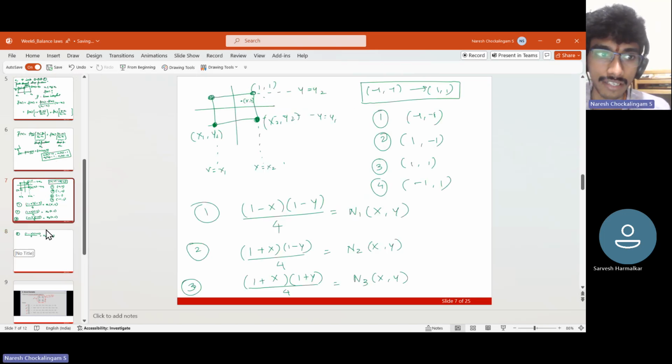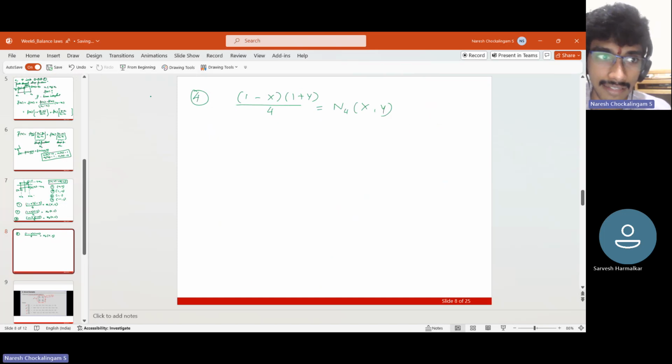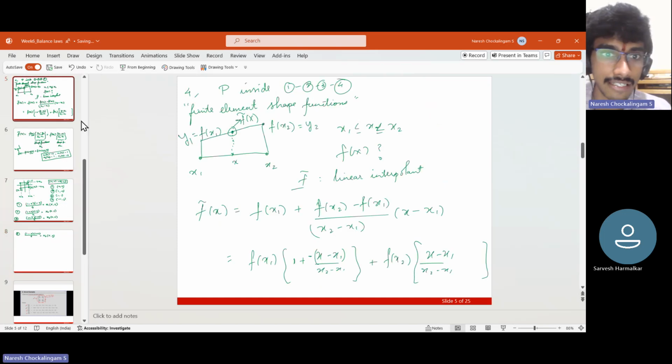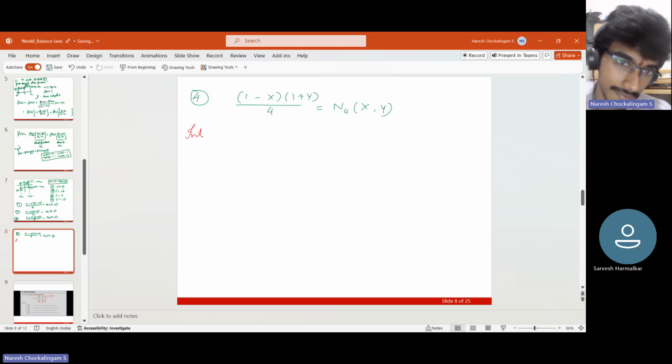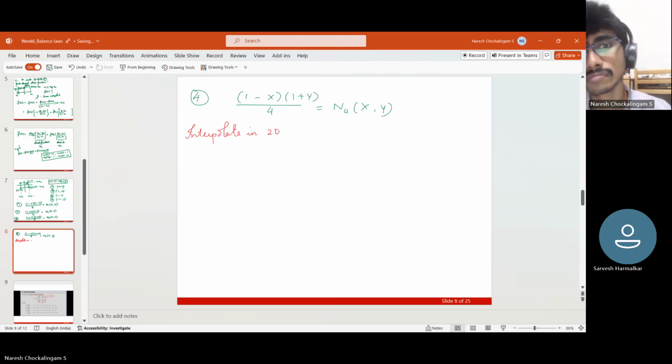Now we got these 4 points, right? So similar to 1D. In 1D, what is the question we asked? We are given the function value at 2 points, and you have a point in between the 2 points. How do you estimate the value? You interpolate. Similarly, you interpolate in 2D. So here we interpolate in 2D. And how do we interpolate?